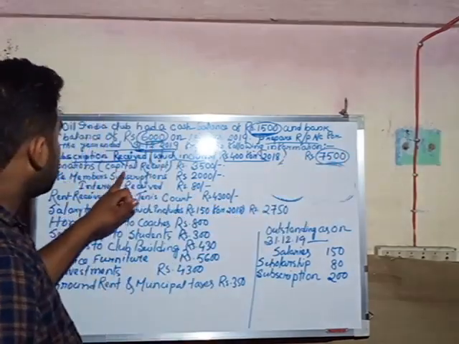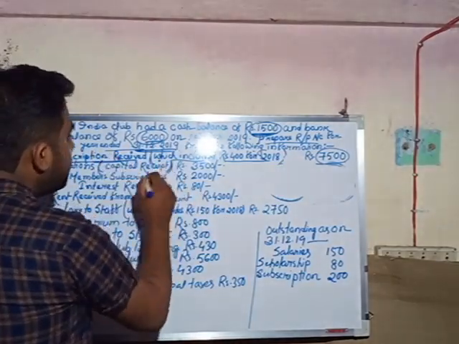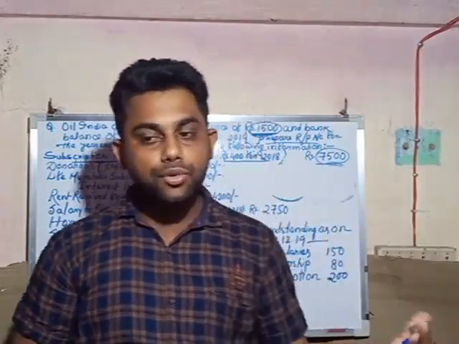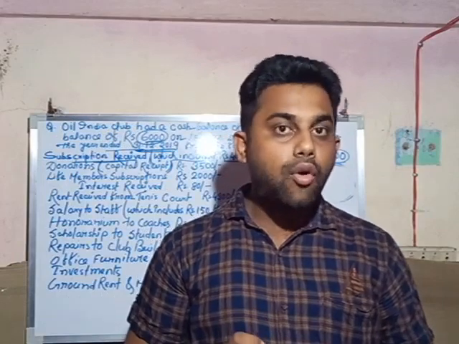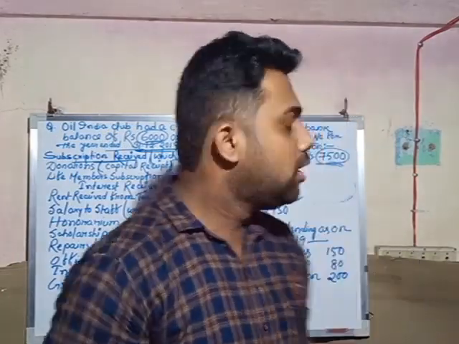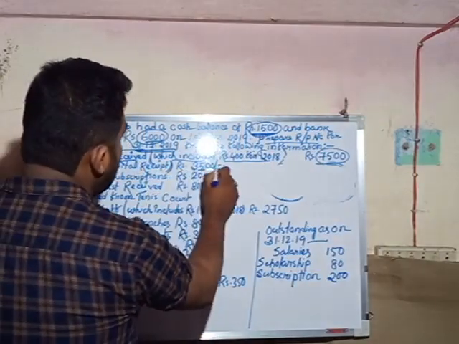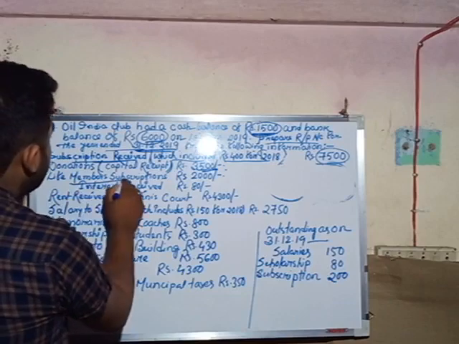Next, donations, in bracket it is written capital receipt. Donations are of two types: revenue receipts and capital receipts. Revenue receipts are those receipts which are regular in nature, and capital receipts are those receipts which may arise 1 or 2 times in our organization. So in donations, it is written capital receipt for rupees 3500.